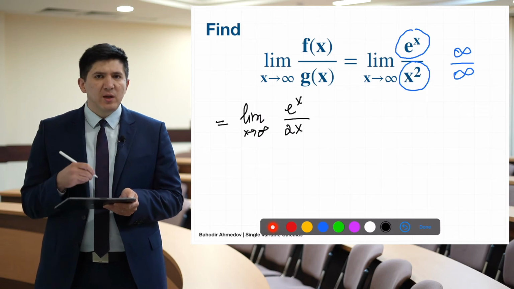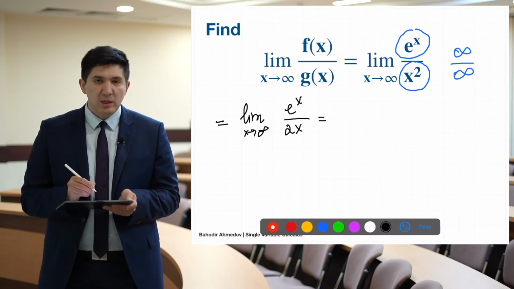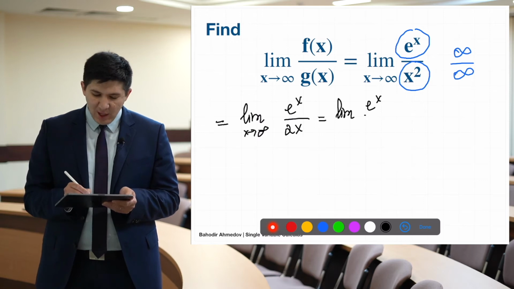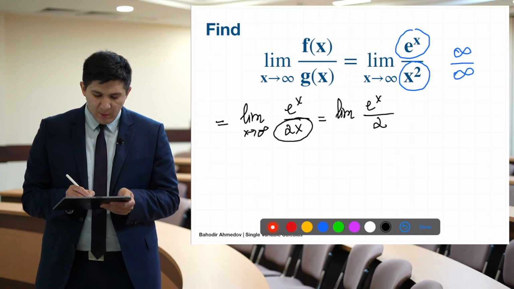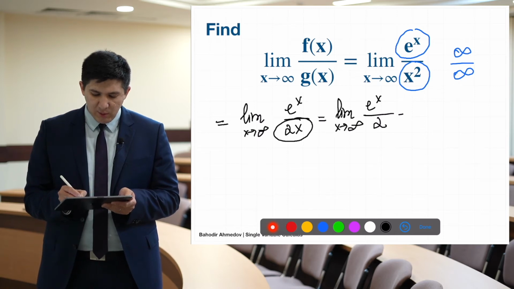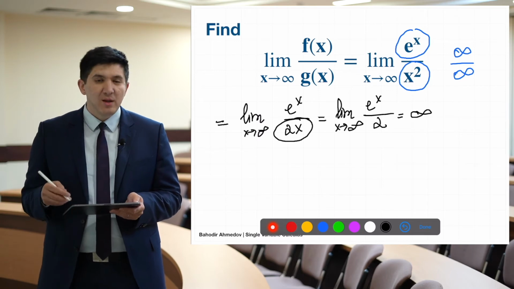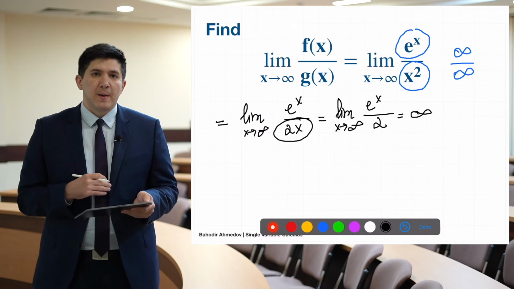Again, this is an infinity over infinity type of indeterminate limit, so I'm going to use L'Hôpital's rule one more time. It is going to be the limit of e to the power of x, the derivative of e to the power of x, over simply 2, the derivative of 2x. When x goes to infinity, it is equal to infinity. Well, this limit of the indeterminate form infinity over infinity is going to be equal to infinity.